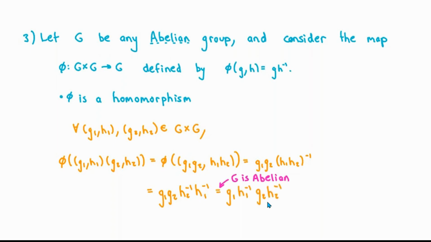But anyway, the assumption that G is an abelian group means that I can rearrange this product in any order that I want. So I can write it as g1h1 inverse times g2h2 inverse, and now I recognize that that's exactly phi of (g1, h1) times phi of (g2, h2). So this shows that this map phi is a homomorphism.